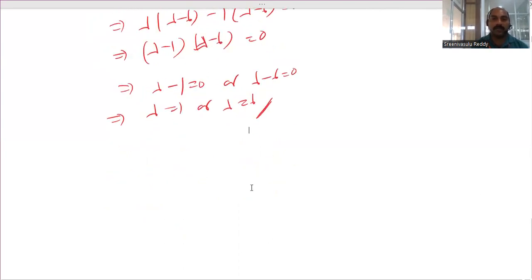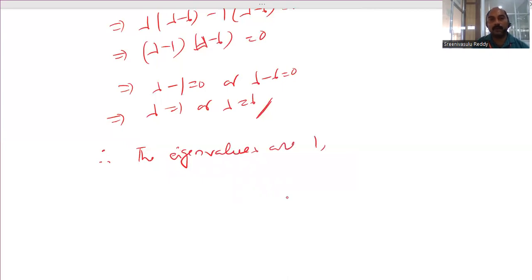So it is a 2 by 2 matrix, so we have two roots, two eigenvalues. Therefore, the eigenvalues are 1 and 6.